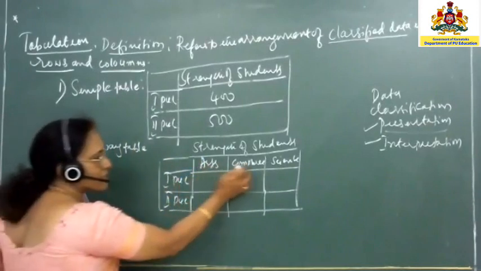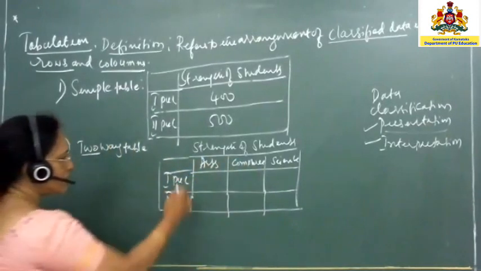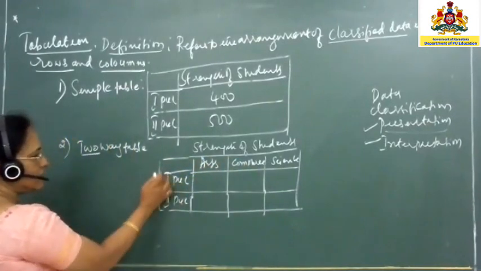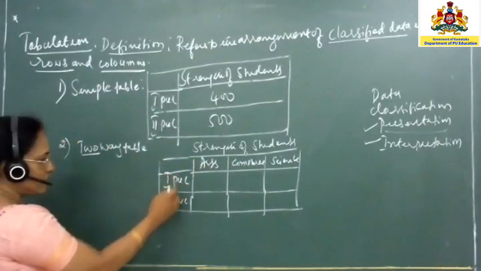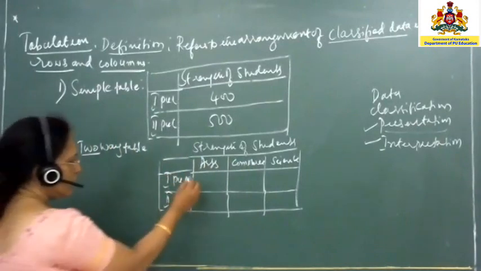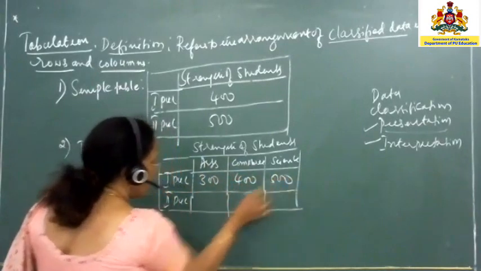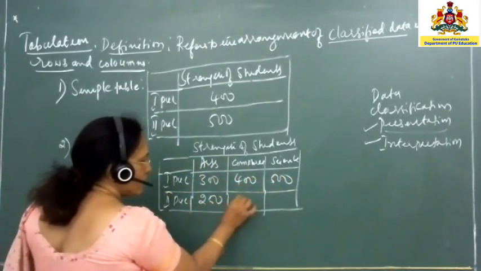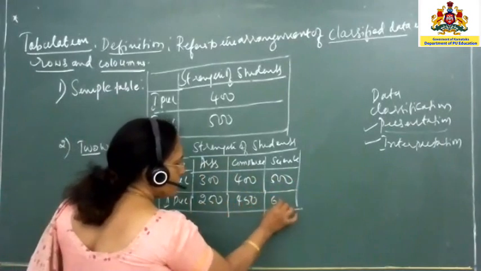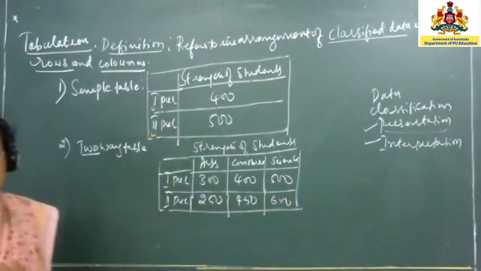Now here it is two-way. One characteristic is faculty: arts, commerce, science. Another characteristic is class: first PUC and second PUC. If I write some numbers here, 300, 400, 500, 250, 450, 600. Now, how do you interpret this one?